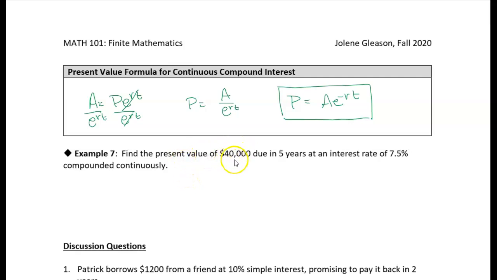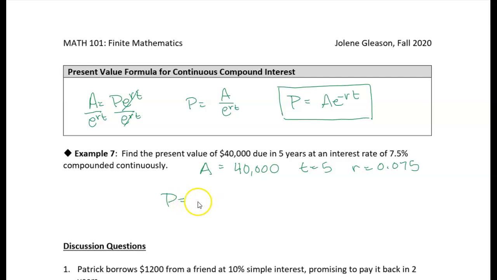Find the present value of $40,000 due in 5 years at an interest rate of 7.5%, compounded continuously. Okay, so our future value is $40,000, right? Because $40,000 is due in 5 years, that's how much we'll have at the end. So T is equal to 5, and the interest rate is equal to 0.075. All right, so now we have everything we need to figure out what the present value is of that investment.